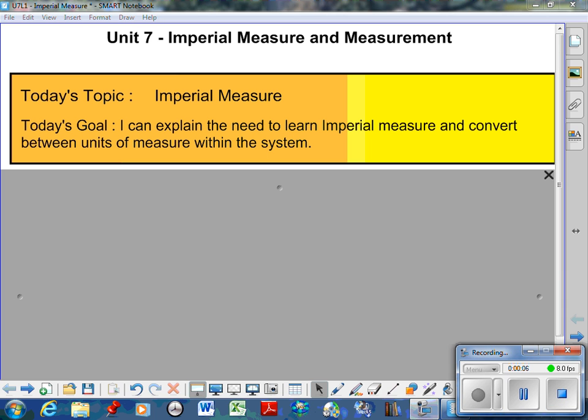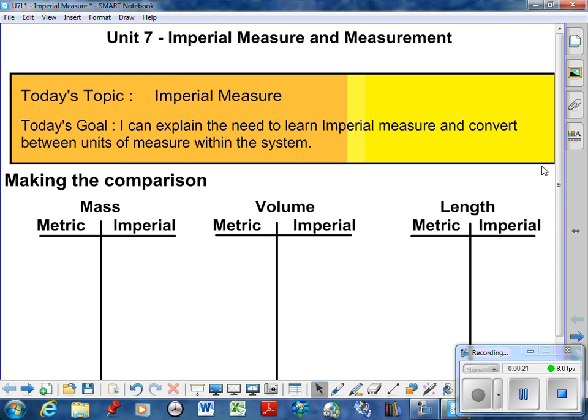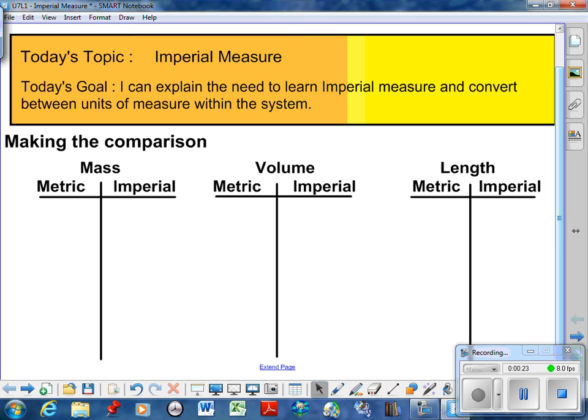What's today's topic? Well, we're going to talk about imperial measure, and the goal is I want you to be able to explain why we need to understand imperial measure, and can you convert between units of measure within that system? So can you convert inside? So a little bit of an introduction here. You got a chart in front of you, and we just want to talk about making the comparison.